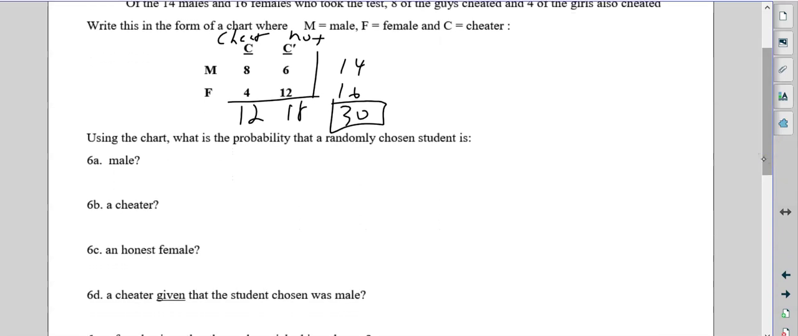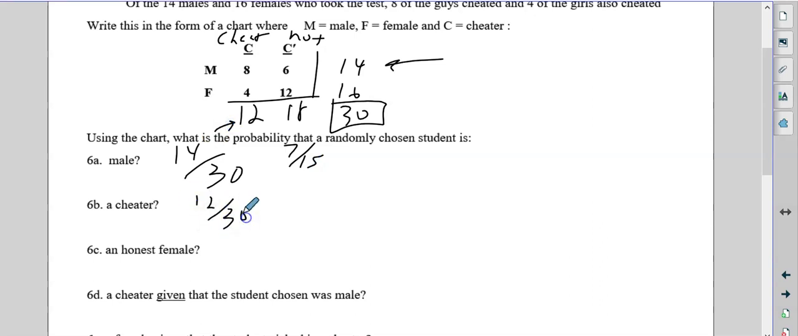So, using the chart, what's the probability the randomly chosen student is male? Well, there's 30 students total, and there's 14 males total. So that's 14 out of 30, which if you reduce that by 2, that's 7 out of 15. What's the probability they are a cheater? Well, how many cheaters are there? There's 12 cheaters out of 30. Actually, we reduce by 6 and get 2 out of 5. An honest female. So first off, we look at female, which is 16. Didn't cheat. That's this number right here, 12 out of 16. And if we reduce that by 4, that's 3 out of 4.